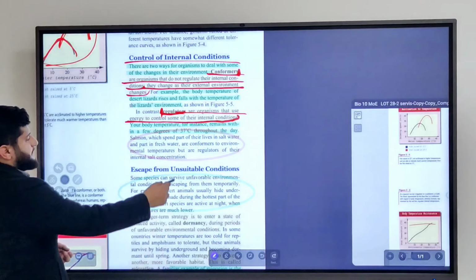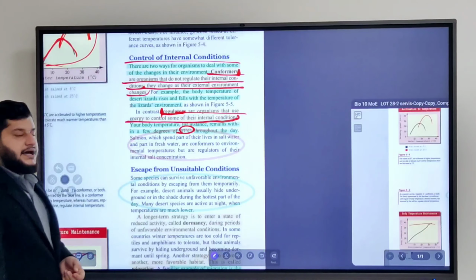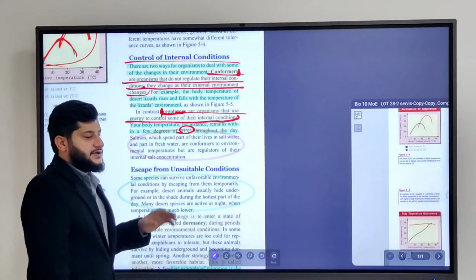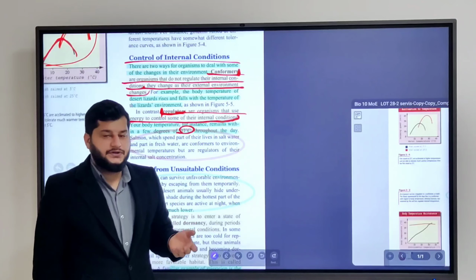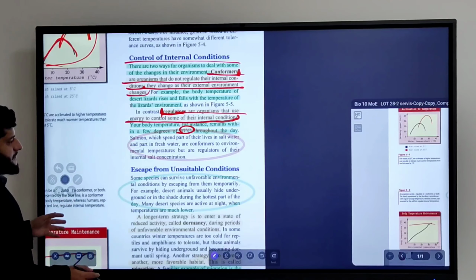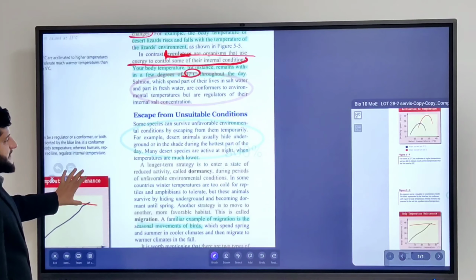This is an example of a human, whose temperature is 37 degrees Celsius and does not change. Maybe it changes by 1 degree sometimes when you are sick or very cold. But that doesn't matter, because it stays at 37 and that's it.